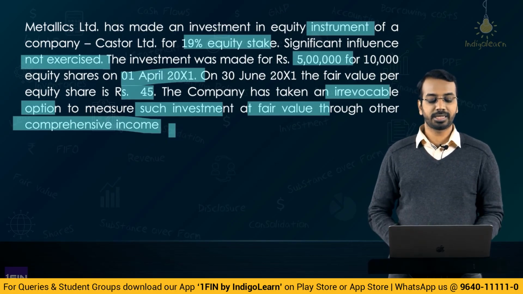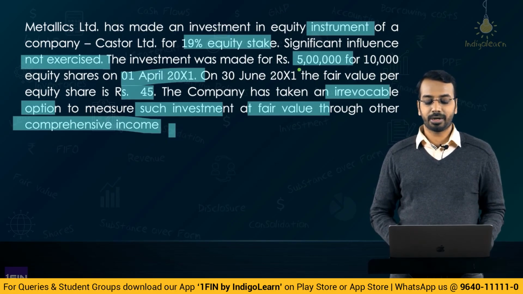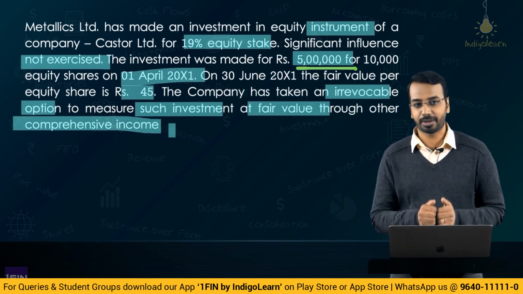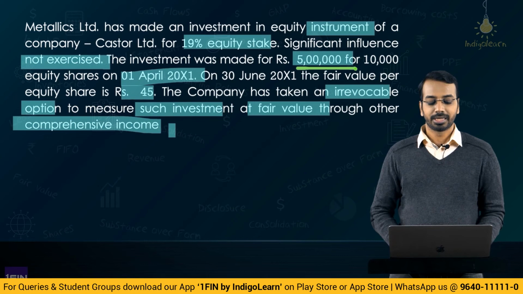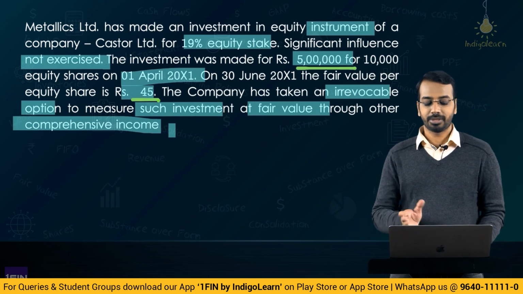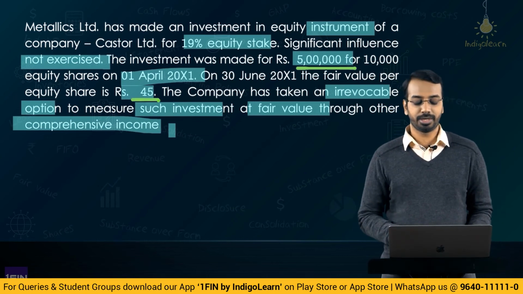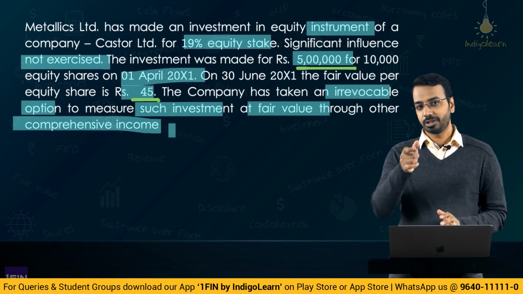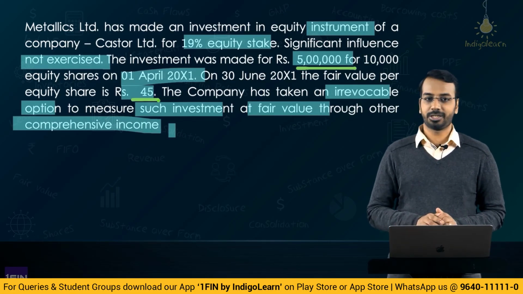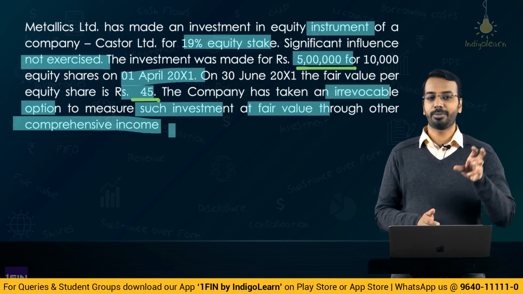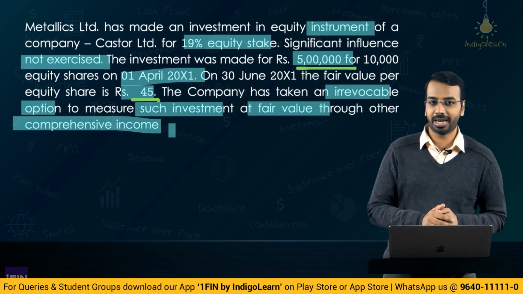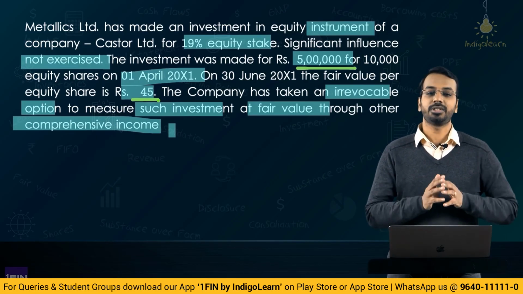So, here you can see that initially it has been acquired at 5 lakhs. So, initial recognition will be at 5 lakhs. You will debit financial asset by 5 lakhs and you will credit bank. Subsequently, it is at 45. Let us say 30th June is the reporting period, and so it is at 45 means 4,50,000 is the fair value. So, there is a loss of how much? 50,000. So, that loss of 50,000, you will debit to OCI and you will credit the financial asset, right. So, that is how you will account for this transaction.